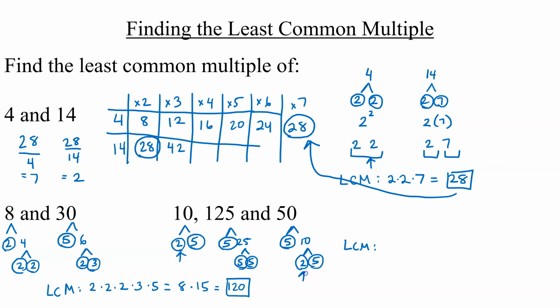What we need to do is look at our 3 sets of factors, and we see that there's a 2 here and a 2 here. Each of them only have 1 2, so our least common multiple only needs 1 2. We have 1 5 here. For 125 we have 3 5's, and for 50 we have 2 5's. So we need to take the greatest number of 5's, which would be 3 5's. And when we do this calculation, 2 times 5 is 10, times 5 gives us 50, times 5 gives us 250. So the least common multiple of 10, 125, and 50 is 250.